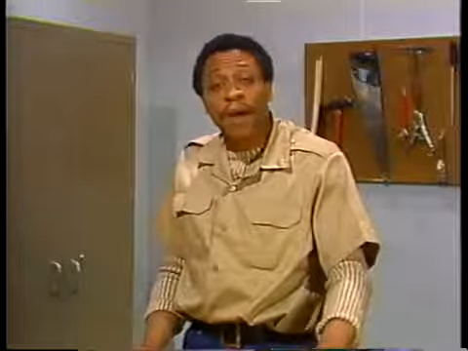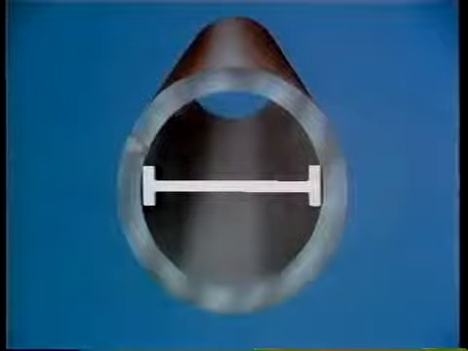Another difference between pipes and tubes is the way their size is measured. Most pipe sizes are based on the inside diameter of the pipe. Tube sizes, on the other hand, are based on the outside diameter of the tube. So, when the same size of pipe and tube are put side by side, it's obvious that there's quite a difference.